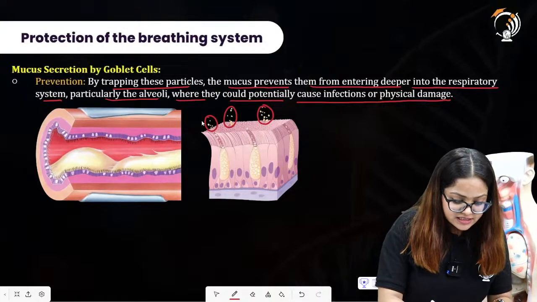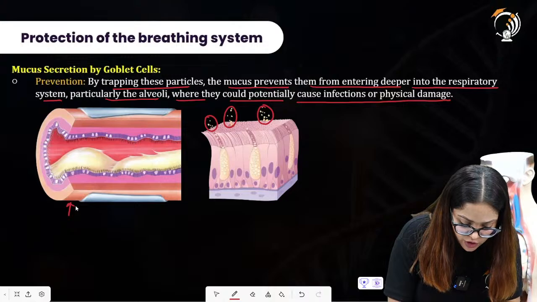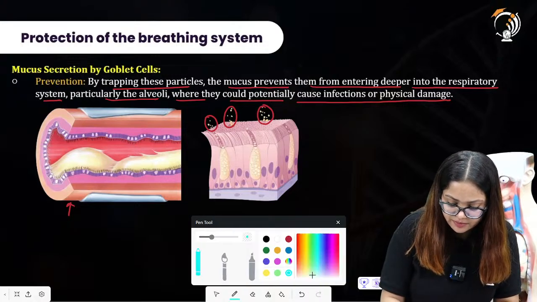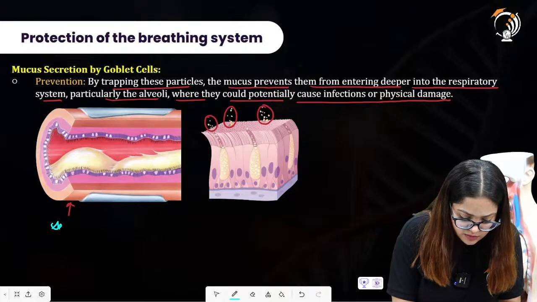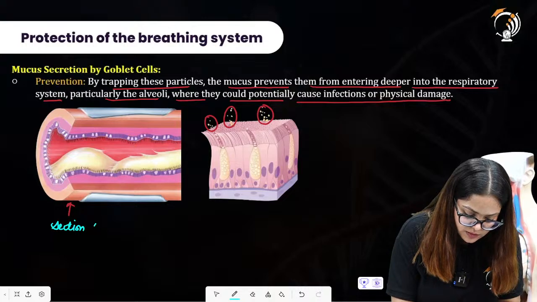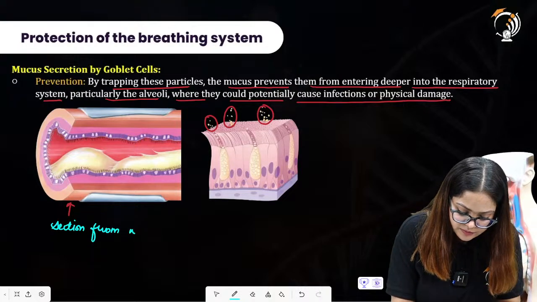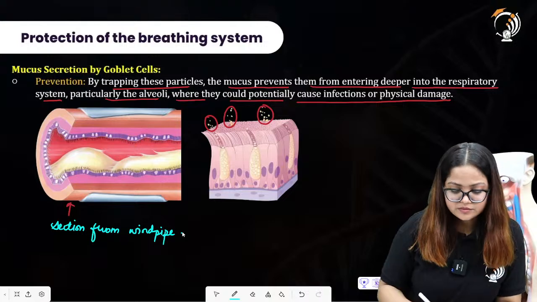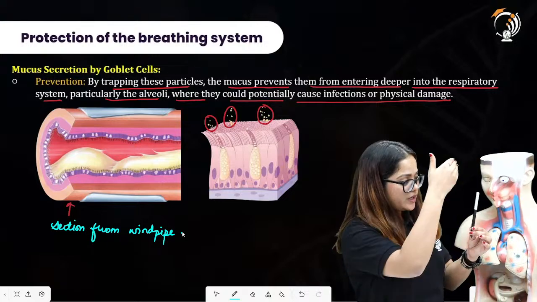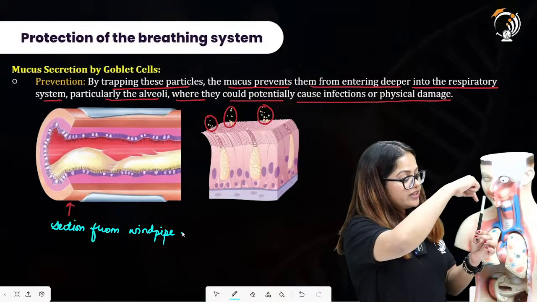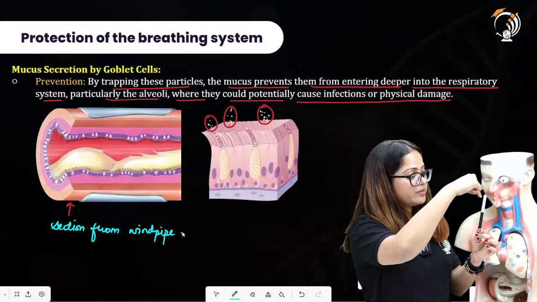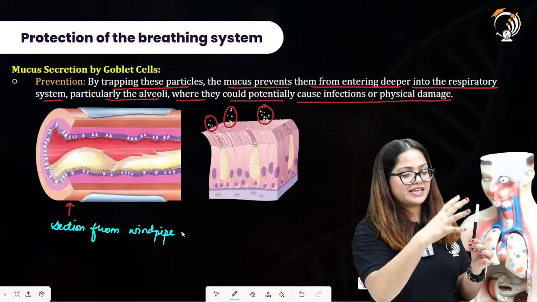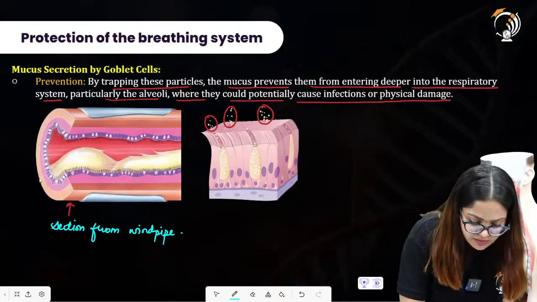Alright, and this is a section from the trachea or the windpipe. You have this windpipe, you cut a section of it, and you observe the inner lining of the trachea. The windpipe is lined by some sticky liquid, that is the mucus. This is the mucus here.